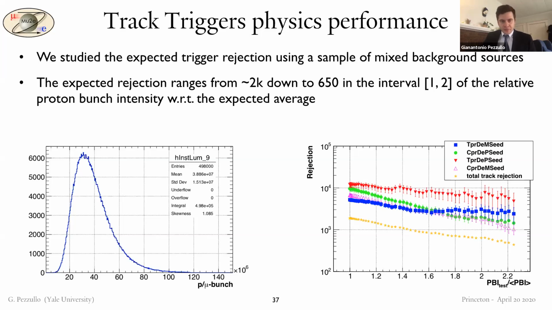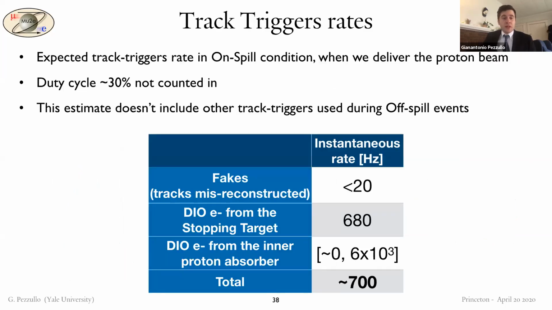So it's great. Then we also evaluated the expected track trigger rates. Here I did this estimate for the on-spill condition, which means for the condition where we are actually shooting the beam, because we will not receive a continuous beam. Mu2e is a pulsed beam, and the duty cycle is not 100% because we are going to share the beam with other experiments at Fermilab.